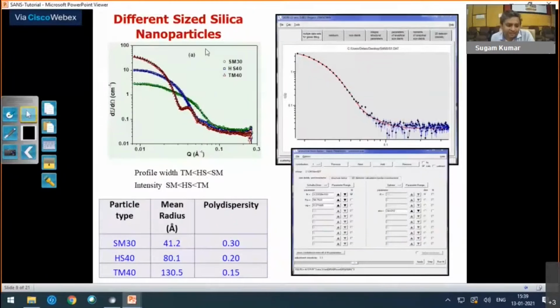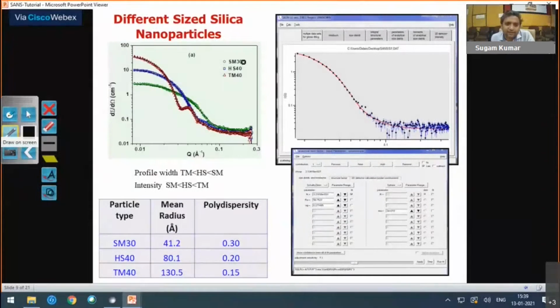Even then, suppose these are the system for the different size silicon nanoparticles. You can see, as I said, these are the three sizes. The green one is most broad and the least in scattering intensity. Then the blue one in between, and highest is the brown. So what we see is that the profile width is, these are the names, TM minimum, then HS, then SM, and intensity is the other way. So what we can understand is that TM is the largest among these.